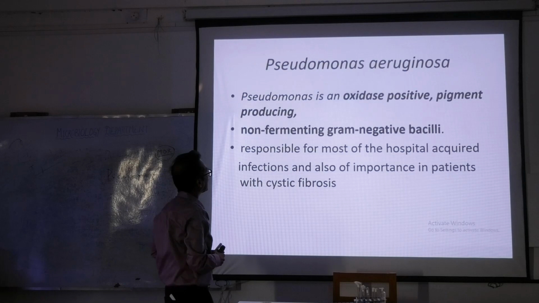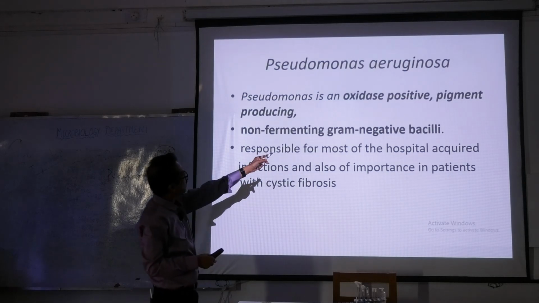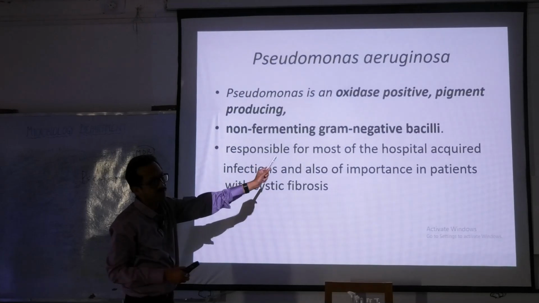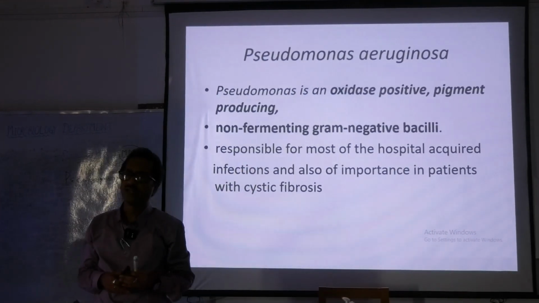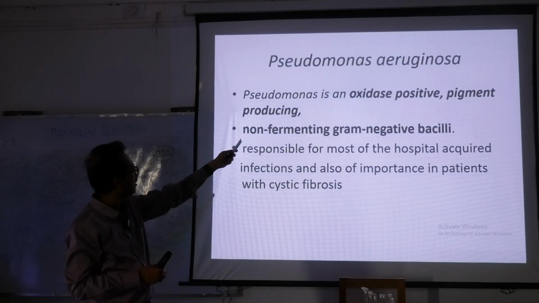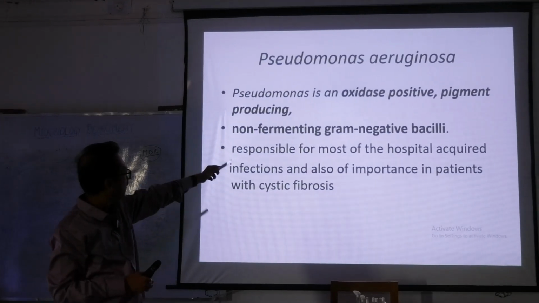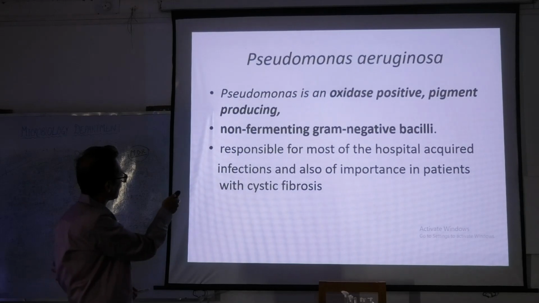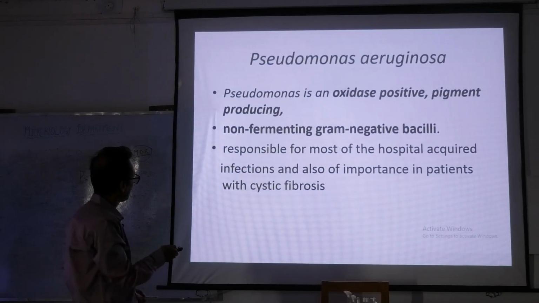So, what is the identifying point? Oxidase positive, pigment producing, non-fermenting gram-negative bacilli. When you conclude, for Pseudomonas aeruginosa, the positive point you first mention is oxidase positive, and non-fermenting gram-negative bacilli responsible for most of the hospital-acquired infections.